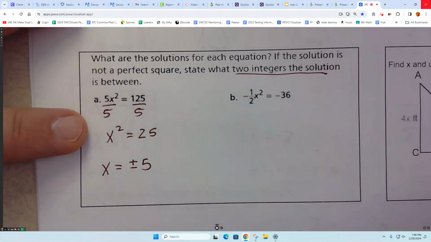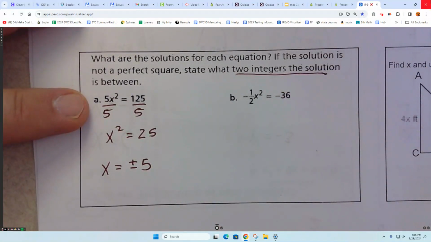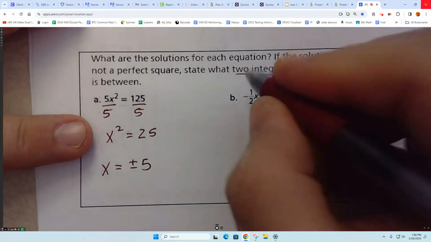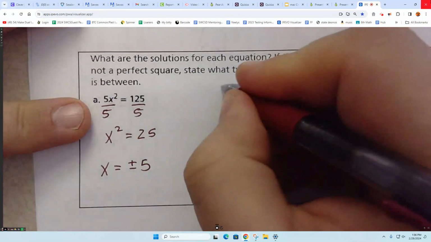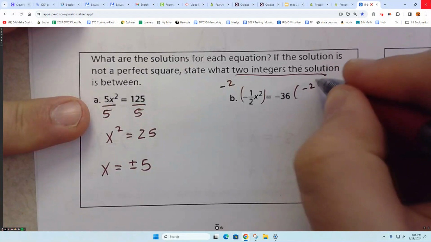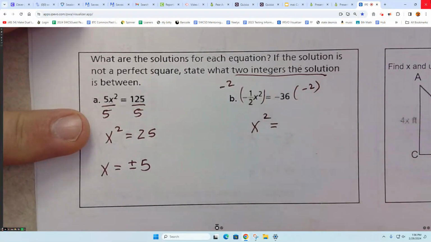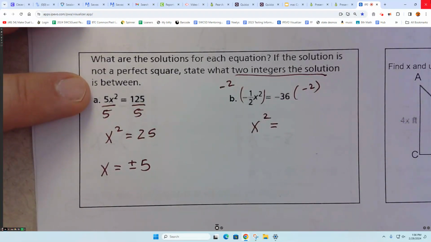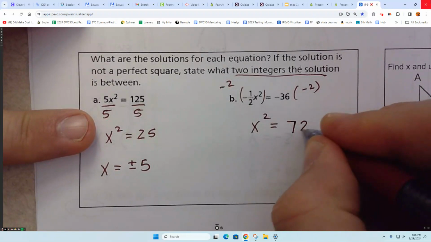This next one, what's our first step? What's the other thing you could do other than dividing by 1? You can multiply by, no, by 2, by negative 2, really. Either way, you'd get the same thing. This just becomes x squared. Negative 36 times negative 2. Is that 72?